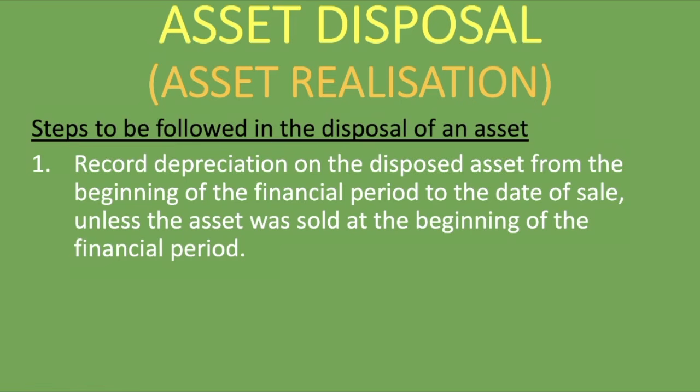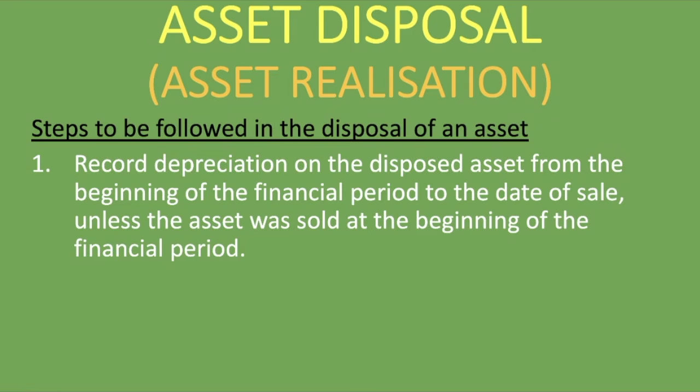So let's say that our financial period began on the 1st of March 2022, and we're just selling this asset on the 31st of October 2022. Then we need to calculate the depreciation from the 1st of March 2022 to the 31st of October 2022, and then we'll have to record that as depreciation because that's an expense for the company. All right, so what we are saying is that you need to record the depreciation for the disposed asset from the beginning to the date of sale.